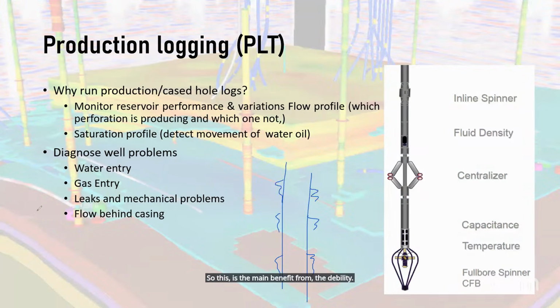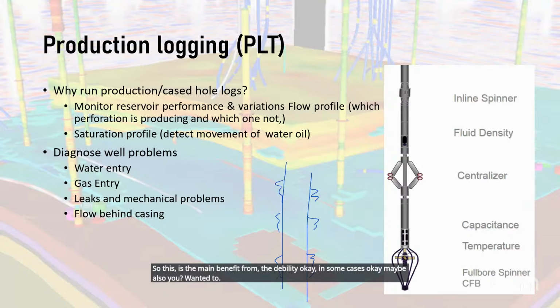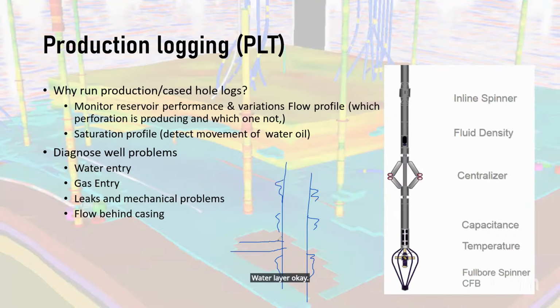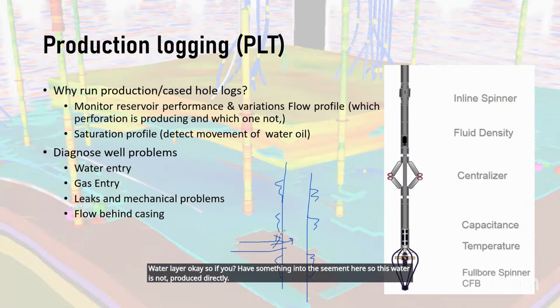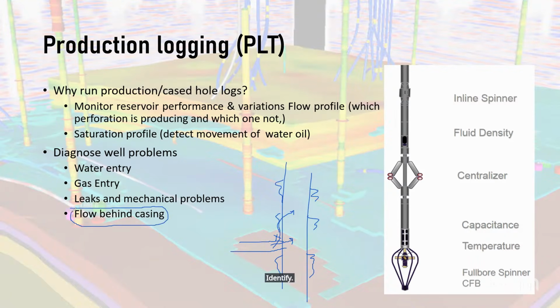In some cases, maybe you also want to see if we have flow behind the casing. For example, you have here a water layer. If you have a problem in the cement here, this water is not produced directly. No, it will go behind the casing, then be produced through the open intervals. So the temperature log will identify this flow behind the casing.